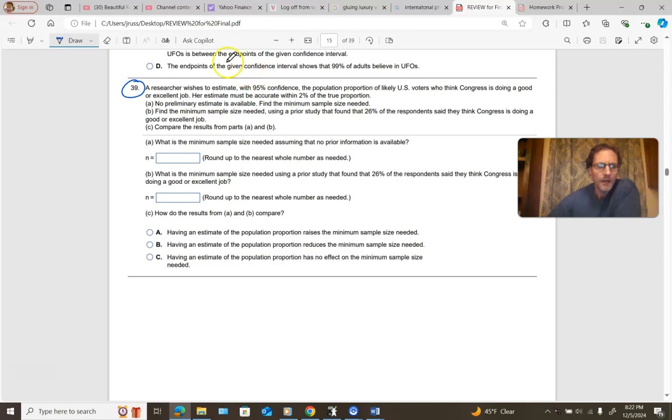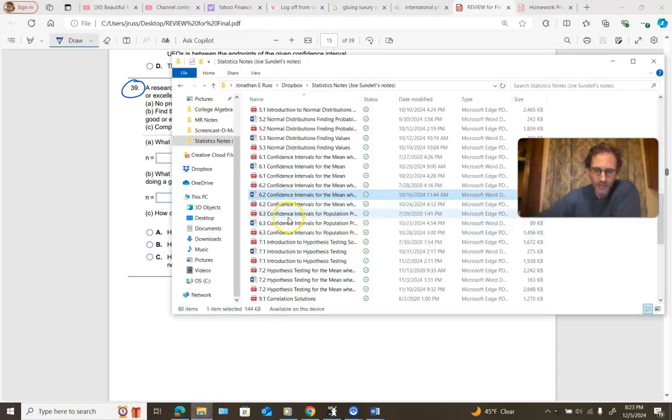Okay, so number 39, it says a researcher wishes to estimate with 95% confidence the population proportion of likely U.S. voters who think Congress is doing a good or excellent job. And her estimate must be accurate within 2% of the true proportion. It says no preliminary estimate is available, and what we want to do is find the minimum sample size needed. So guys, there's a formula for that.